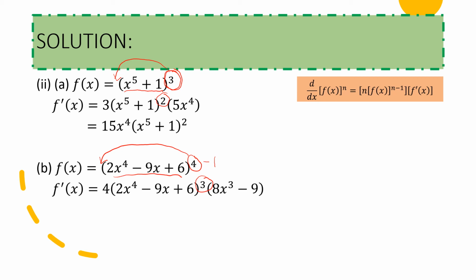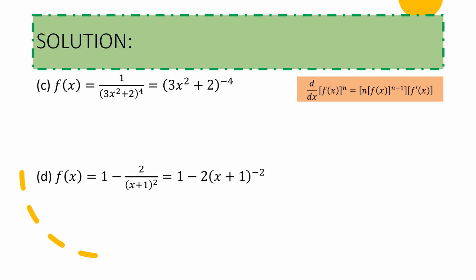So we get 8x cubed minus 9. So we multiply it, and the answer is (32x cubed minus 36) times (2x power of 4 minus 9x plus 6) cubed.